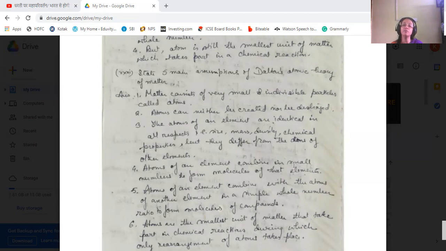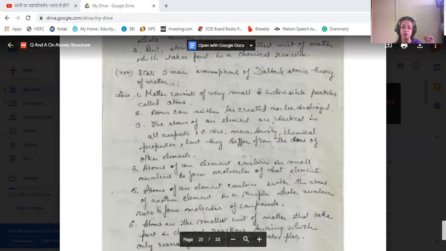Now, atoms are the smallest unit of matter that take part in the chemical reaction, during which only rearrangement of atoms takes place. This is also stated correctly according to the modern theory. Still the smallest unit of matter which takes part in chemical reactions, during which only rearrangement of the atoms takes place.